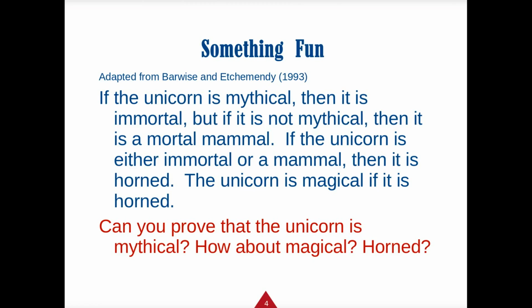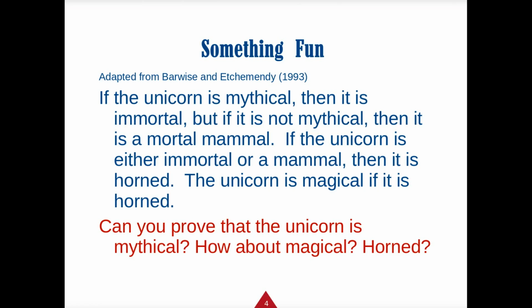So to get you started, I want to talk about this concept, these links of knowledge and representation. So if a unicorn is mythical, then it is immortal. But if it's not mythical, then it is a mortal animal. So if a unicorn is either immortal or a mammal, then it is horned. Then the unicorn is magical if it is horned.